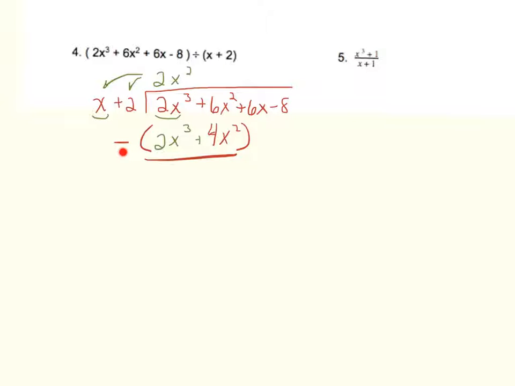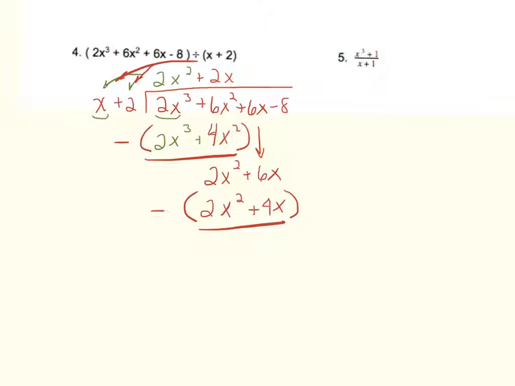Again, we have to be very careful with this subtraction right here. 2x cubed minus 2x cubed, they cancel. 6x squared minus 4x squared, that's 2x squared. I bring down my next term, 6x, and I repeat the process. X times what gives me 2x squared? The answer to that is 2x. And I distribute that to both terms. I get 2x squared plus 4x.